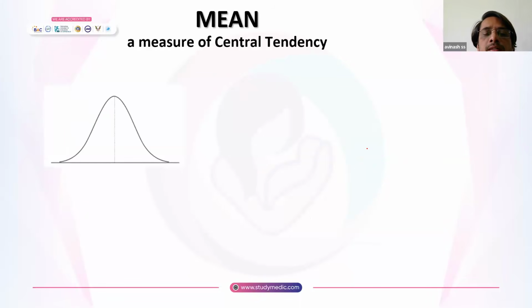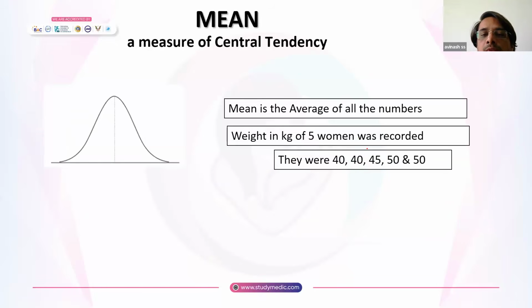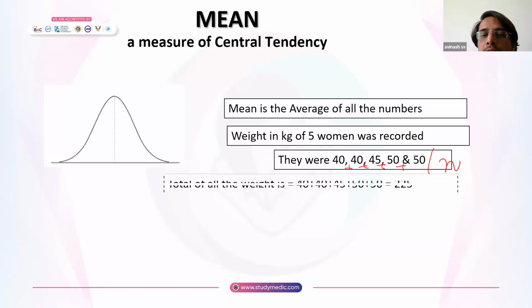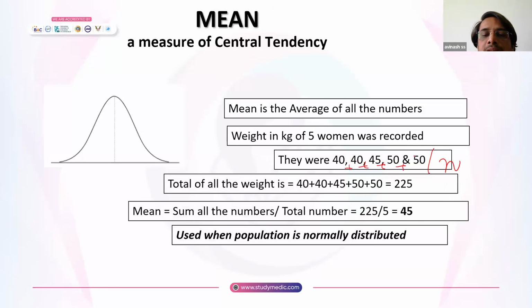Now coming to the measures of central tendency. Which are the three measures of central tendency? One is the mean, which is the most commonly used. What is the mean? If you see, there are 5 women in this sample, and they are weighing 40, 40, 45, 50, etc. Now, how do you take the mean? We all know we add everything and then divide by the total number. The total number here is 5. When we do that, we get a mean weight of 45. This is a very simple calculation of a measure of central tendency.